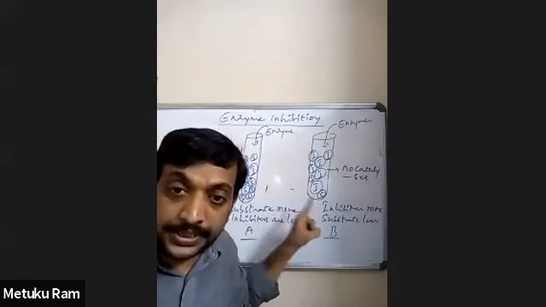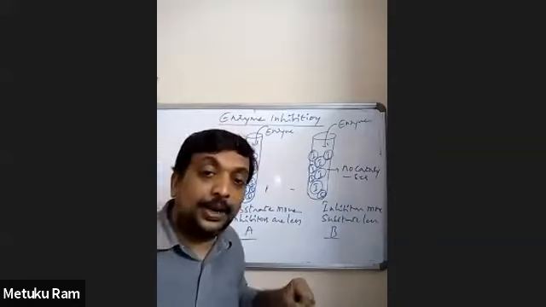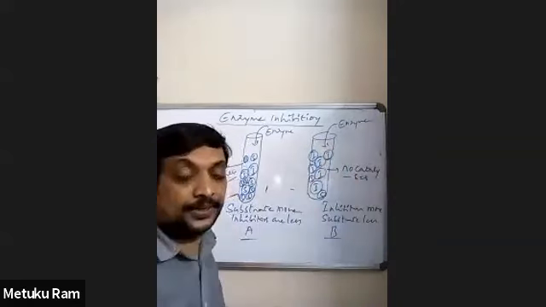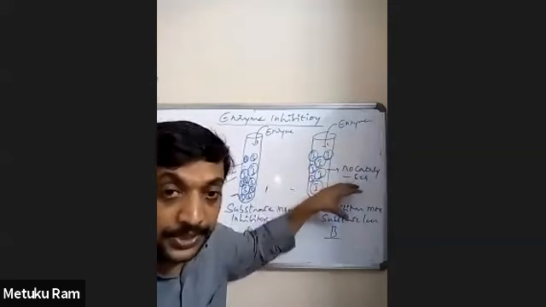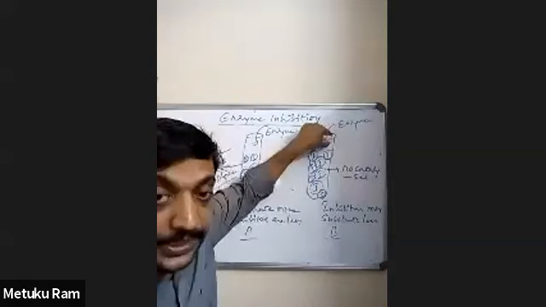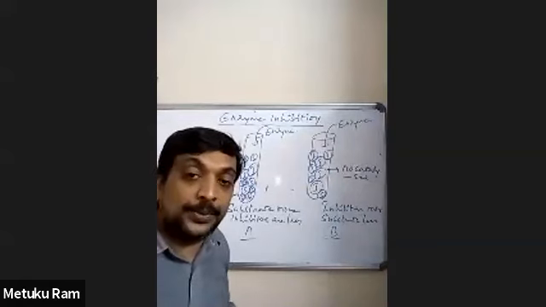Now to this test tube B, I am adding more amount of substrates. More amount of the substrates, not inhibitor. I'm adding more amount of the substrates to this inhibitor test tube B. Then what happens here?